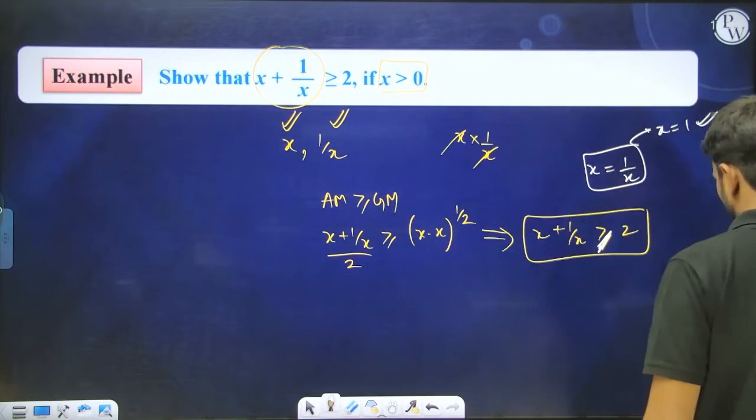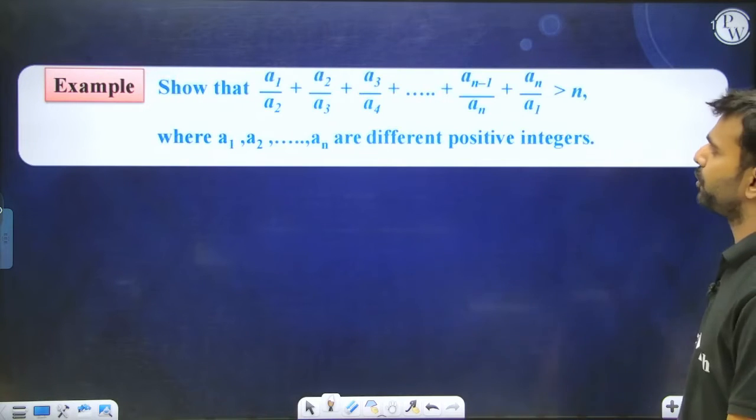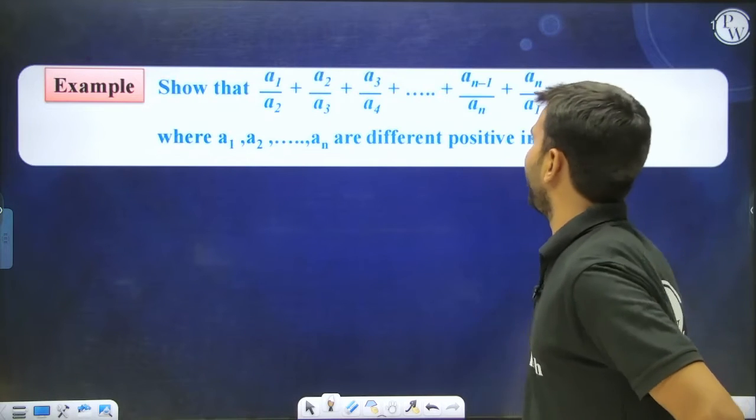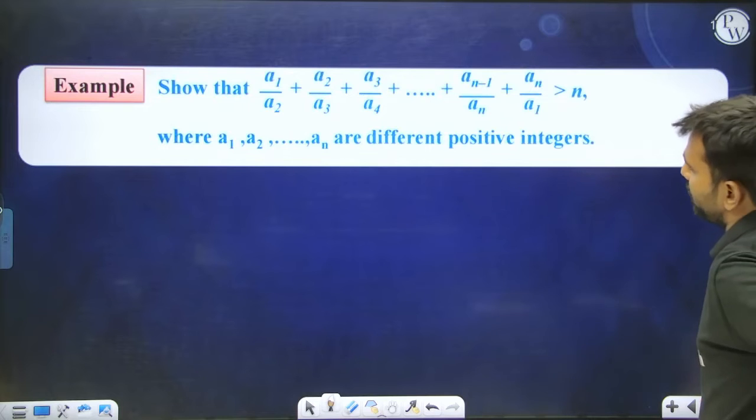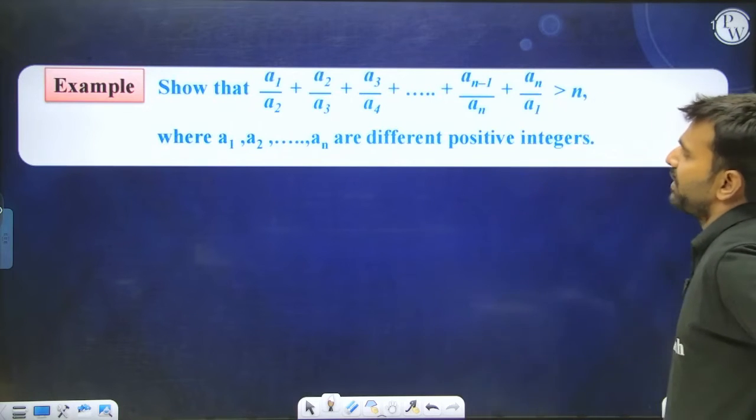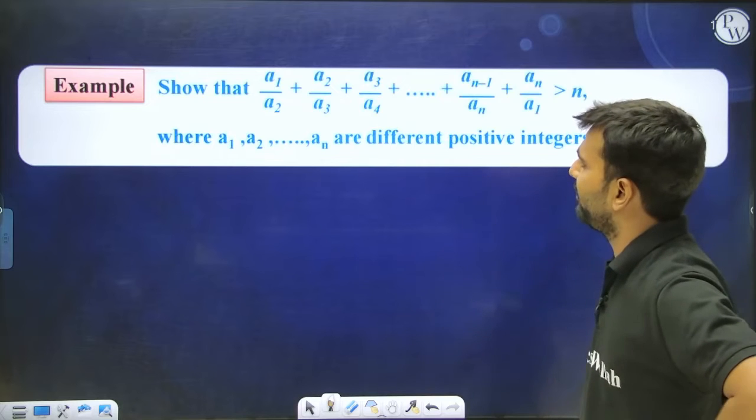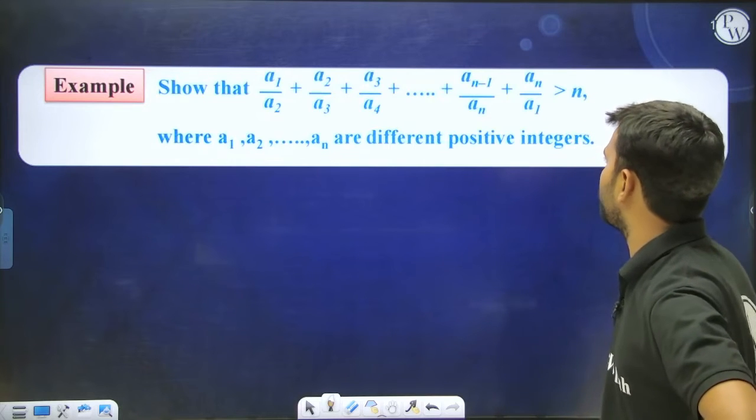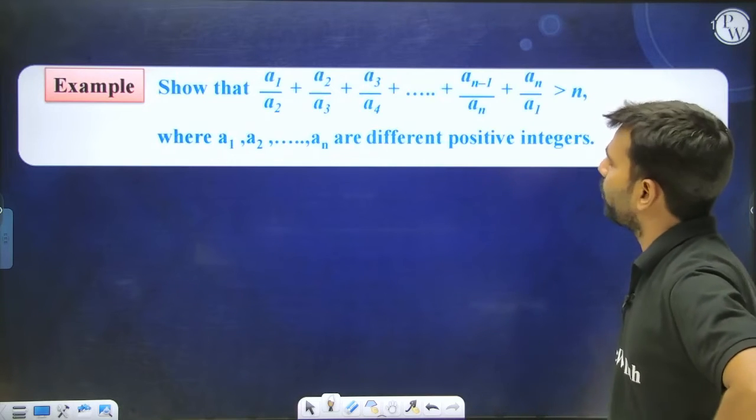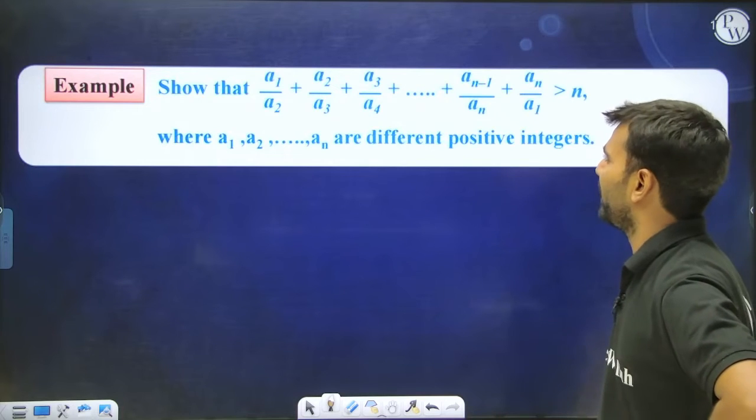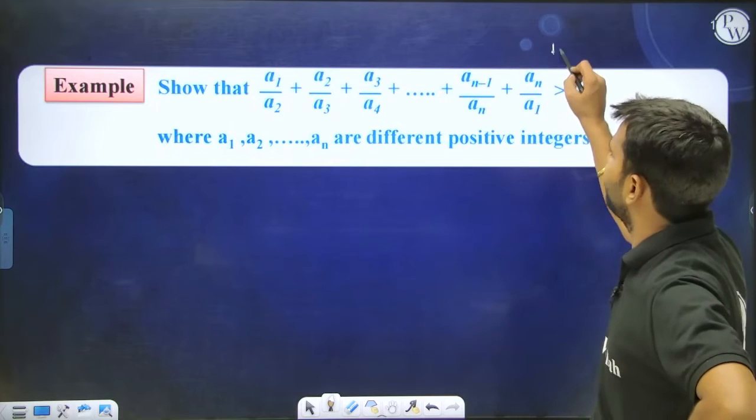Okay. Show that this particular thing is greater than n, where A1, A2, up to An are different positive integers. A1 by A2 plus A2 by A3 plus A3 by A4 and so on is going to be greater than n. So you guys can definitely do that without having any difficulty. So do try this as homework.